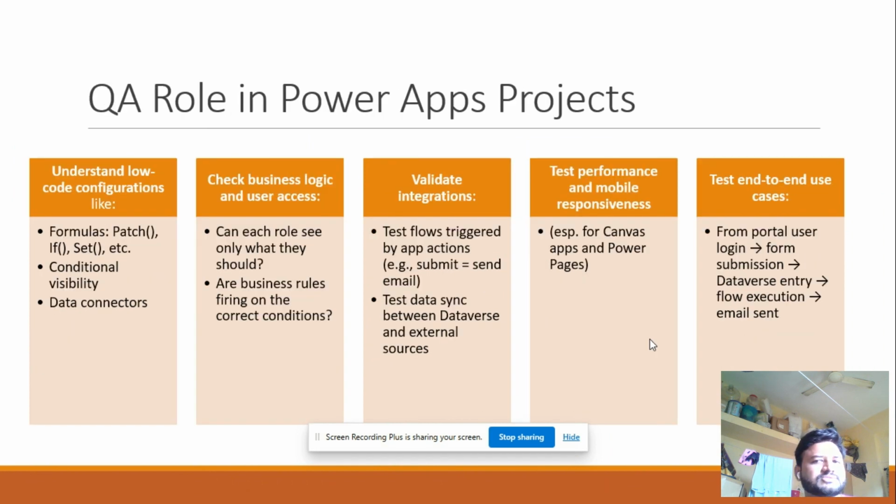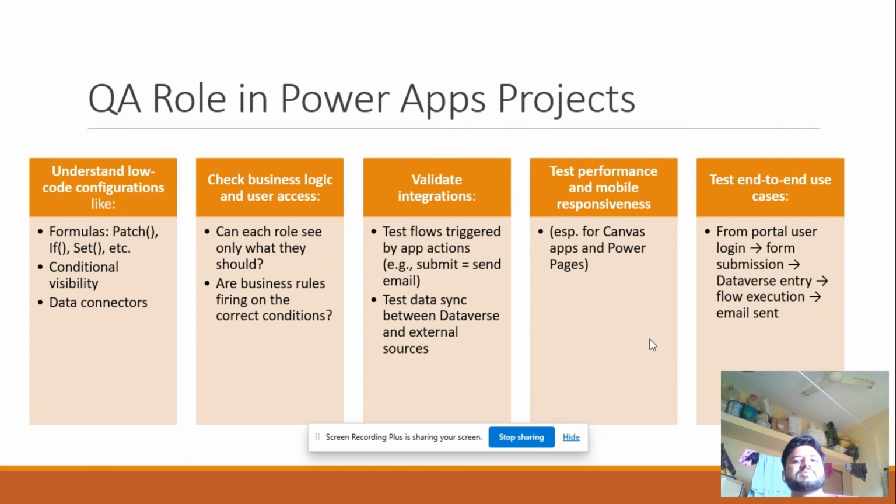Then what are the key roles of QA in Power Apps related projects? There are a total of five different roles. The first is understanding the low-code configurations, like formulas, conditional visibility, and data connectors. The second role is to check business logic and user access: can each role see only what they should?